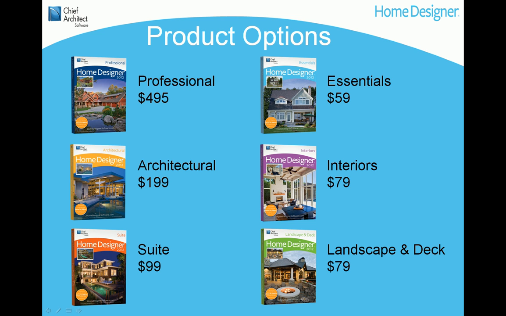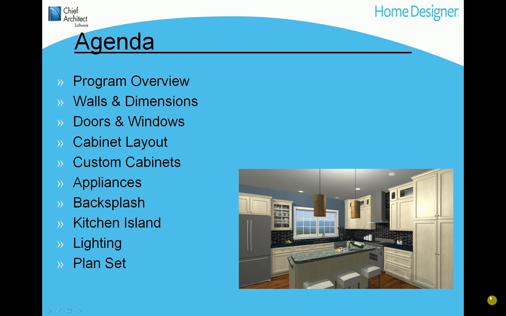We offer many different home designer programs to meet your design needs. Today I will be using our Home Designer Professional. We'll be getting into the program overview, placing walls. I'll show you how to dimension. We'll place doors and windows. And with our cabinet layout, we'll be creating custom cabinets and placing appliances. We'll be designing a custom backsplash as well as the automatic backsplash controls. We'll create a custom kitchen island, place lighting, and at the end we'll get into our plan set options. So let's get started within our Home Designer Professional.